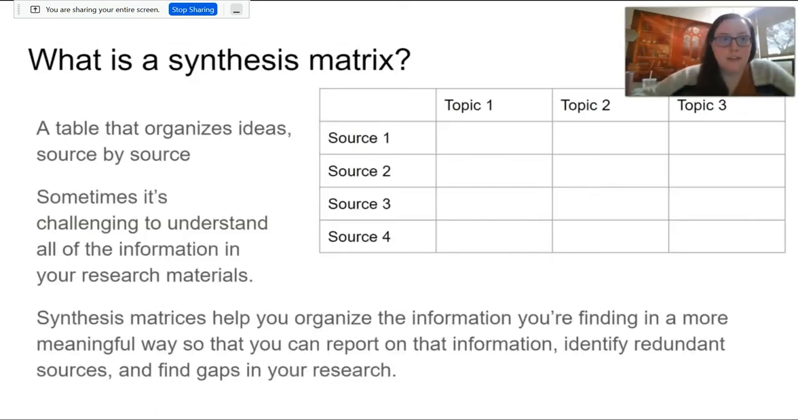So what is a synthesis matrix? A synthesis matrix is a table that organizes ideas source by source and topic by topic. So what you can see here is sort of a spreadsheet, table, grid, however you want to think about it. The reason that we do a synthesis matrix is because sometimes we have sources that are so dense, so heavy, and they cover so many different minute details of their topic or their idea that it can be difficult to pull out exactly what that source is saying about something specific.